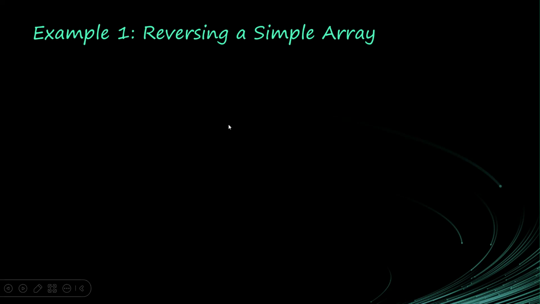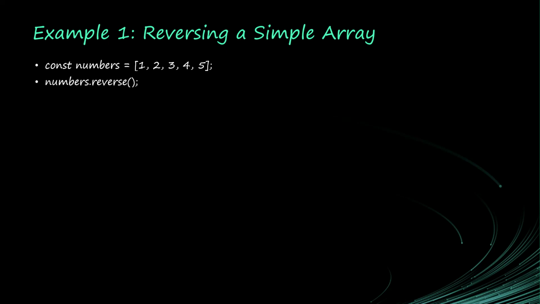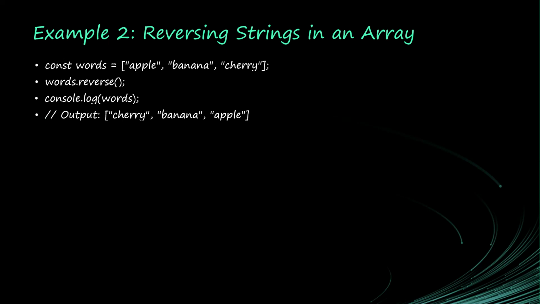So let's see how to reverse a simple array. We have 1, 2, 3, 4, 5. If you want to reverse this, it's going to now start from 5, 4, 3, 2, 1. All you have to do is call the reverse method on it, and it will return it to you. You can also reverse strings in an array. Apple, banana, cherry. If we reverse it, we are going to get cherry, banana, apple.